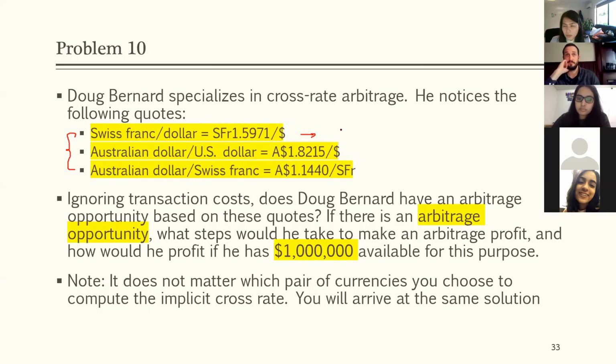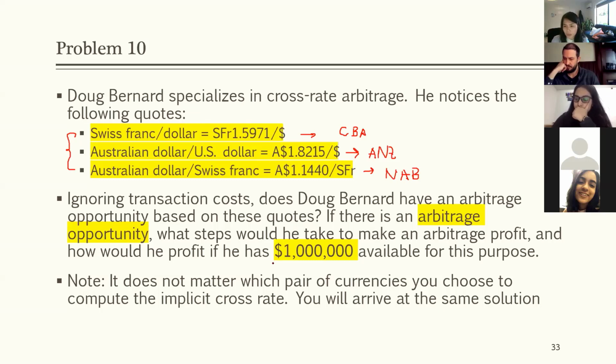Now let's suppose this is from CBA, so I observe this rate from CBA. This is from ANZ, and this is from NAB. Each of them specializes in a different currency. Based on the quotes in the question, ignoring transaction costs, do we have an arbitrage opportunity? And if there is any, how do we take advantage of it?